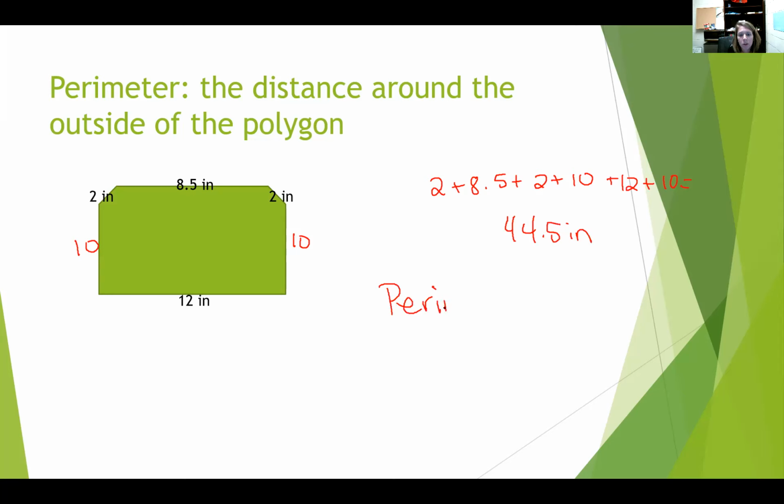Remember, perimeter is just going to be the regular unit. So it's inches or whatever unit. And then if it's an area, your area is always going to be squared. So it's the unit squared.